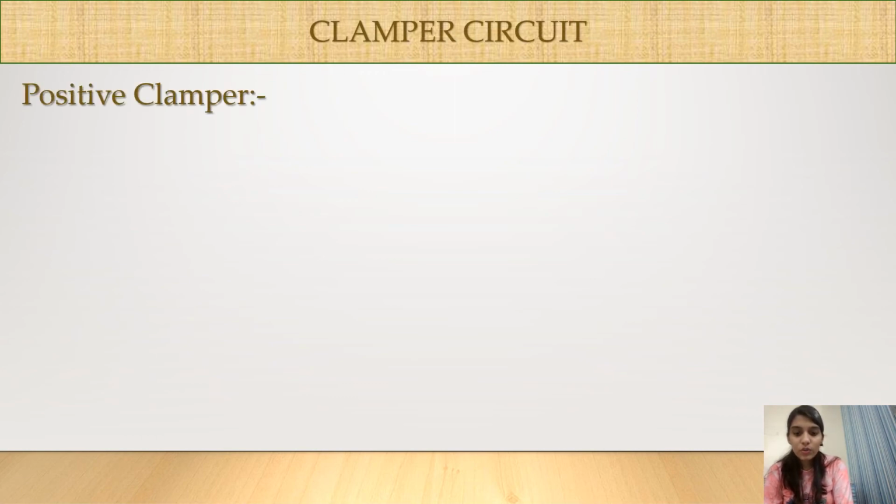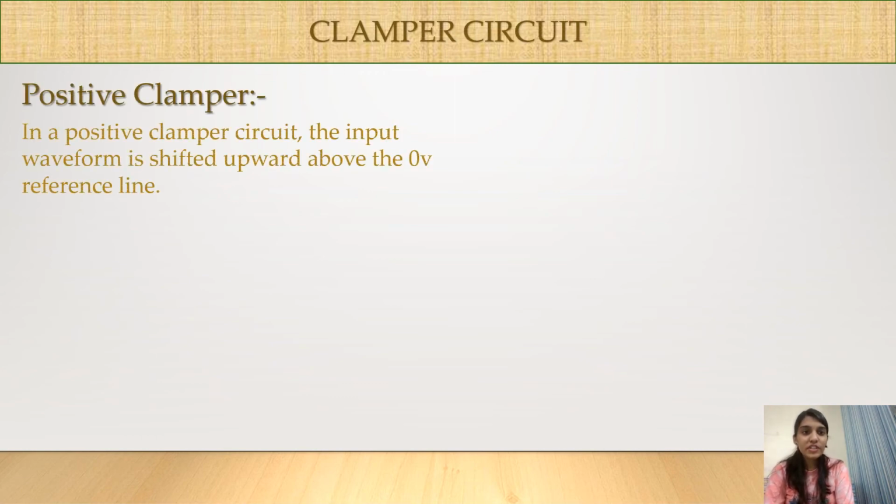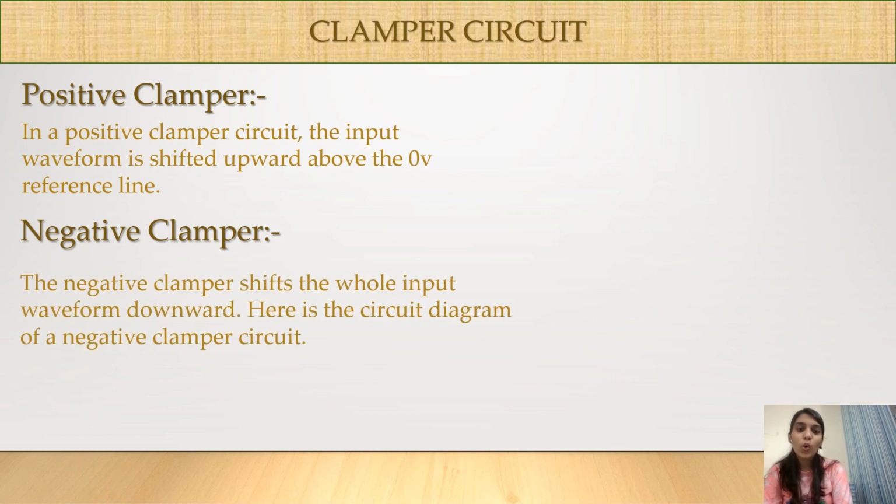So, now what is a positive clamper? In a positive clamper circuit, the input waveform is shifted up above the zero voltage reference line. And what is a negative clamper? A negative clamper shifts the whole input waveform downward.